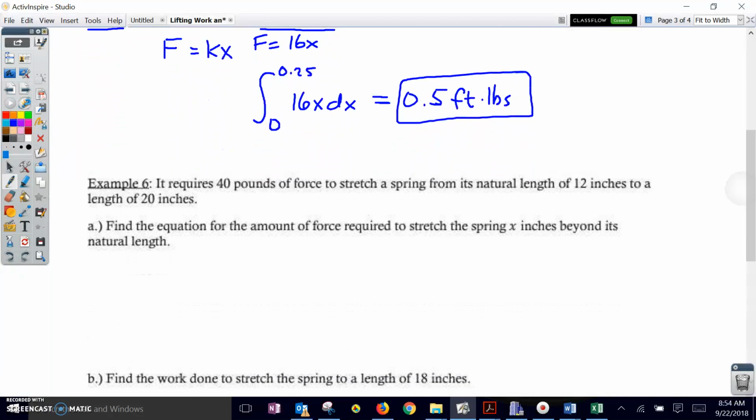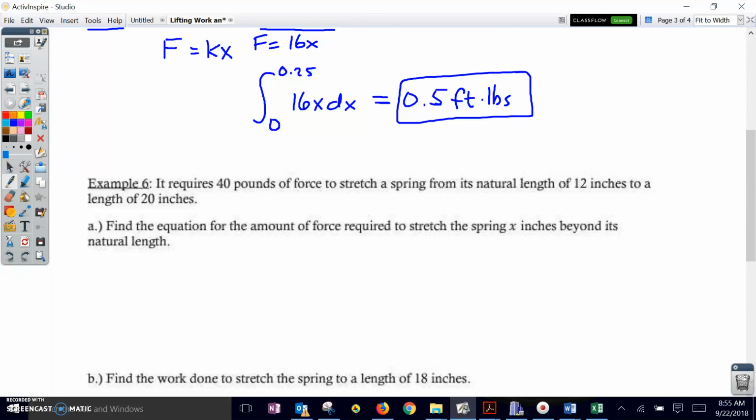Alright, example 6. It requires 40 pounds of force to stretch a spring from its natural length of 12 inches to a length of 18 inches. Now I have two choices here. I can either write an equation that's going to give me inch-pounds, or I can write it in terms of feet and use foot-pounds instead. I think what we're going to do is write it in feet and use foot-pounds. Find the equation for the amount of force required to stretch the spring x inches beyond its natural length. So we're going to keep x as inches here.